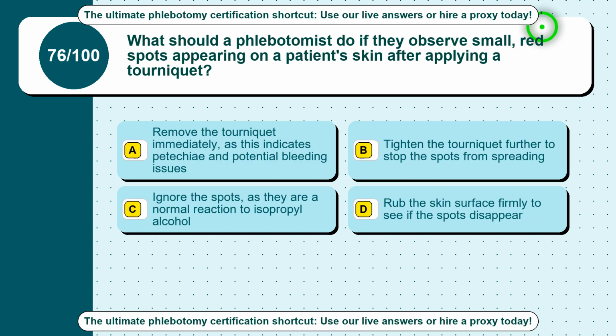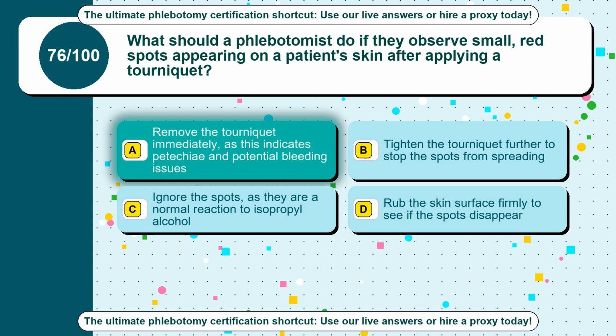Question 76. What should a phlebotomist do if they observe small, red spots appearing on a patient's skin after applying a tourniquet? Option A. Remove the tourniquet immediately, as this indicates petechiae and potential bleeding issues. Option B. Tighten the tourniquet further to stop the spots from spreading. Option C. Ignore the spots, as they are a normal reaction to isopropyl alcohol. Option D. Rub the skin surface firmly to see if the spots disappear. The correct answer is option A.